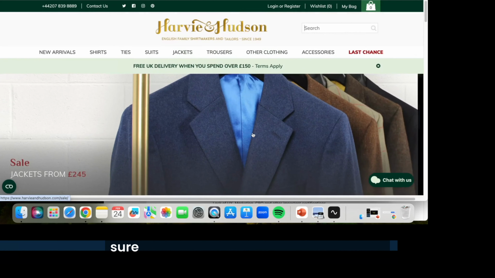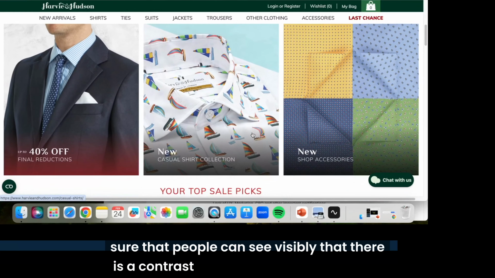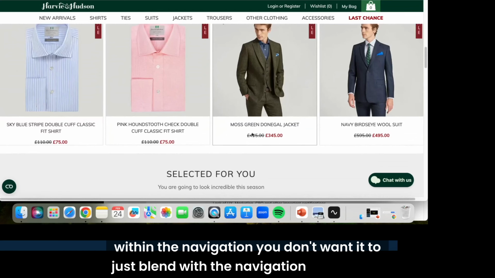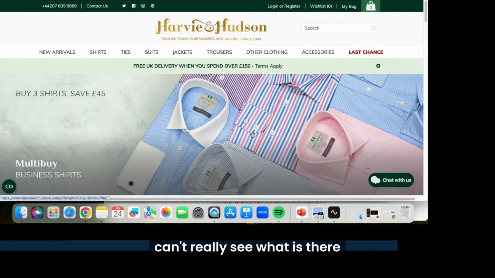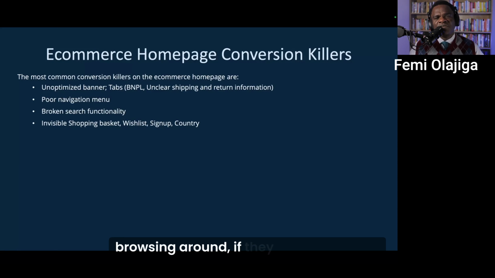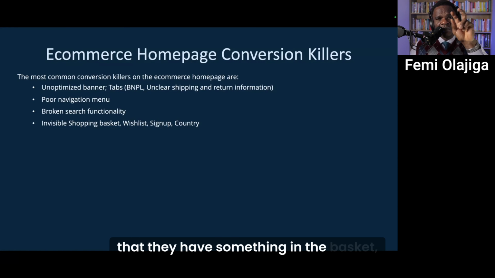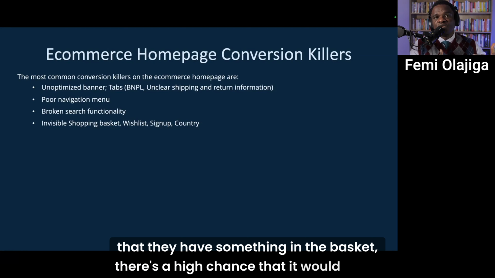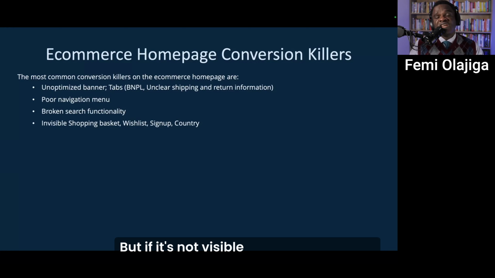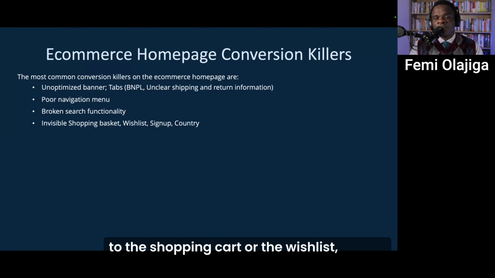You want to make sure that people can see visibly that there's a contrast with your shopping cart and within the navigation. You don't want it to just blend with the navigation so people can't really see what is there. Because when people can see that they have items in the shopping cart while they're browsing around, if they want to leave, if they see the number and it pops that they have something in the basket, there's a high chance that it will delay them and they'll look at the shopping cart and think, do I really need this? Or if it's not visible to them and they're not even aware if they've added anything to the shopping cart or the wish list, they're bound to leave.